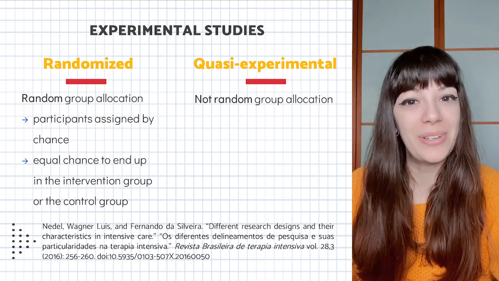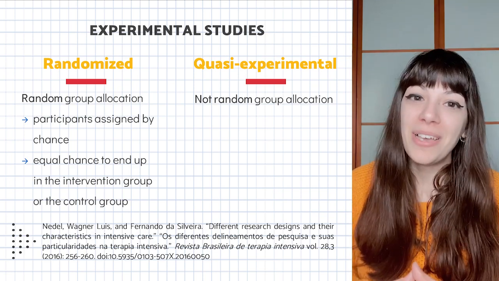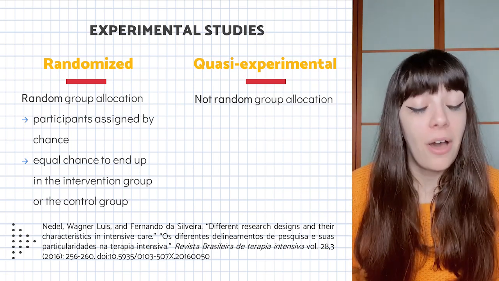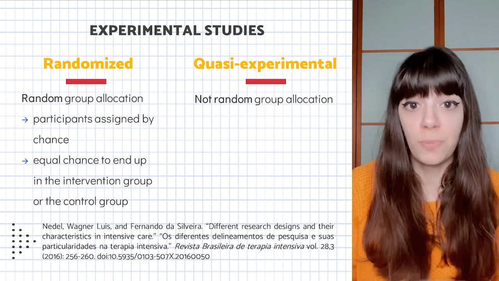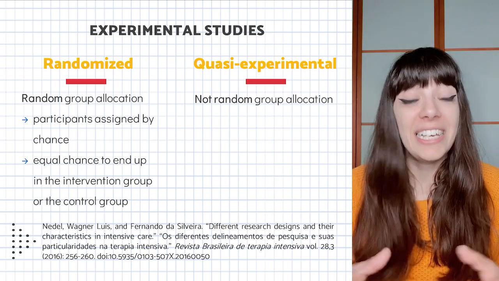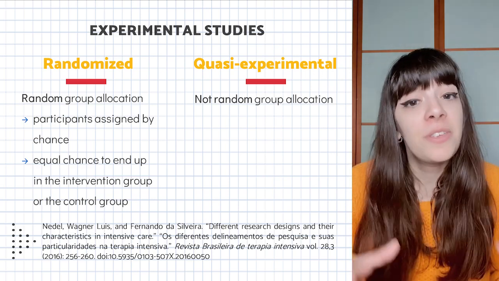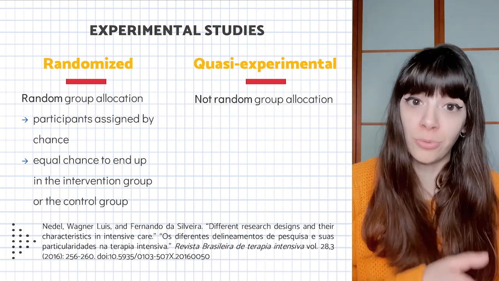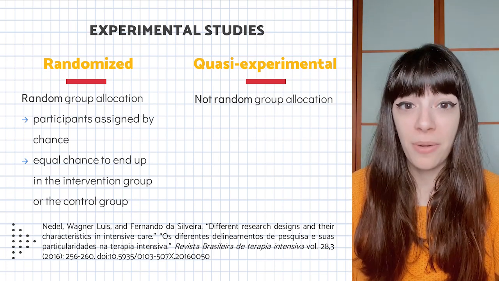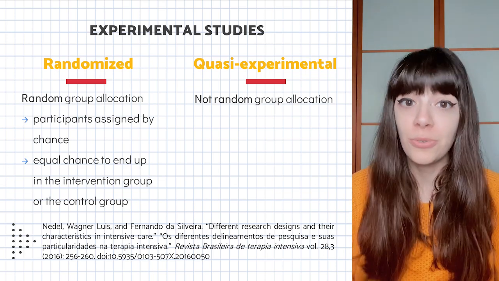As the word randomized says, here lies the main difference. In randomized studies, the participants are randomly assigned to the groups. That means that they are assigned by chance, and each participant has the equal chance to end up in the intervention group or in the control group. Instead, in quasi-experimental studies, the group allocation is not performed randomly.